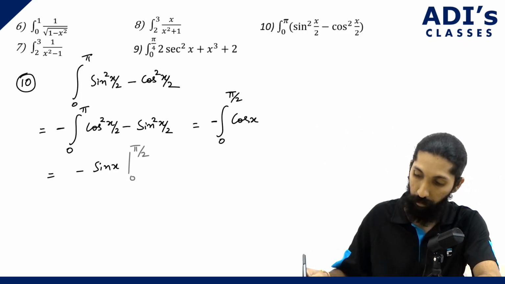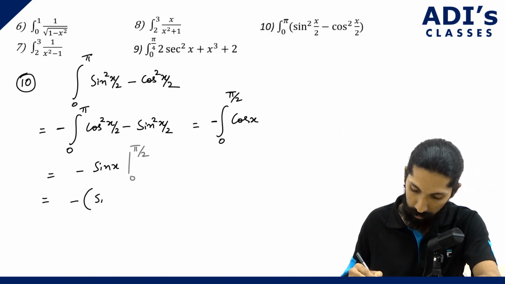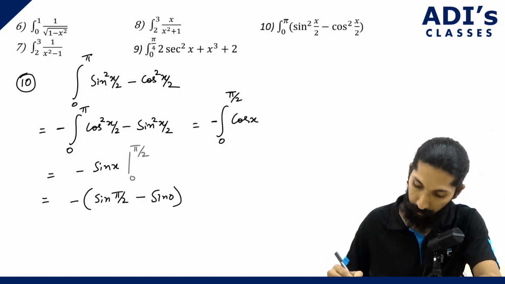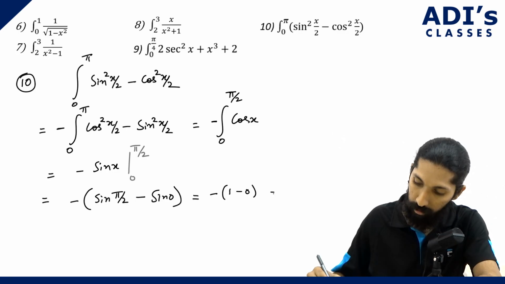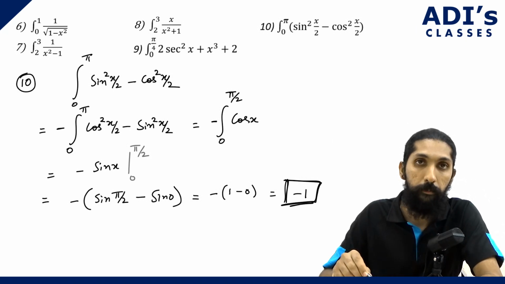Correct? So once you have this, minus of sin pi by 2 minus sin 0. So minus of 1 minus 0. So the answer is negative 1. So the answer for the last one, the 10th one, is negative 1.